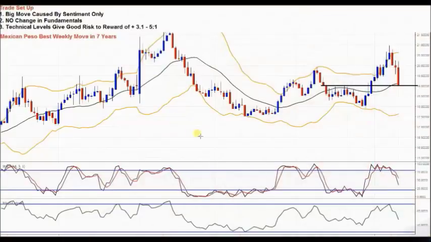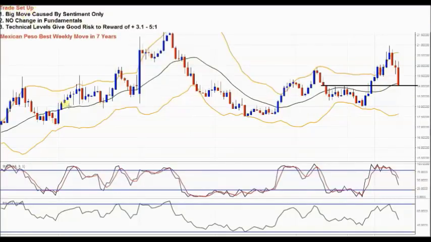Right, let's go and take a look at the setup. We're going to start first of all with the weekly chart of USD MXN. Just on the weekly chart very quickly before we go to the daily chart and do our levels of entry, stop and target, I want to look at the big weekly levels. I've already drawn one. I'll just do a little bit more on the chart in a moment.